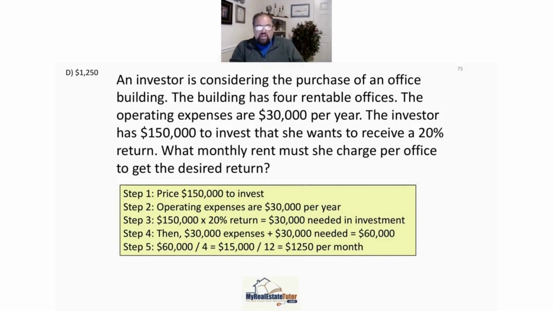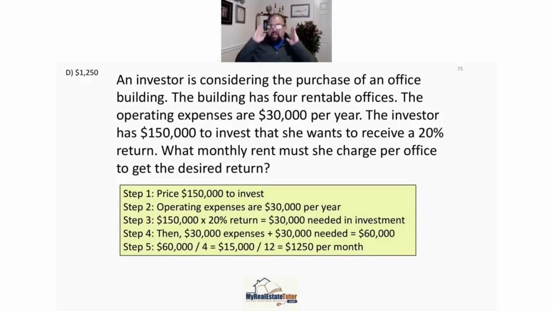So again, I've got $150,000 to invest, and I want to make 20% on that. So if I take $150,000 times 20%, that's $30,000 needed in the investment for me to get that return. Now my operating expenses are 30, so I add both of those together. So I need to make 60,000. That's what I need to make, 20% on my return, and I need to cover my expenses. So that's 60,000 total. I have 4 units. That gives me an annual 15,000, and then monthly $1,250 per month.